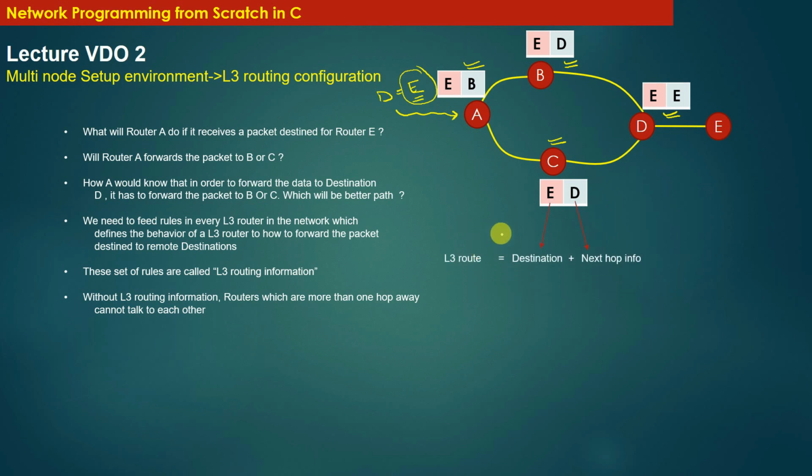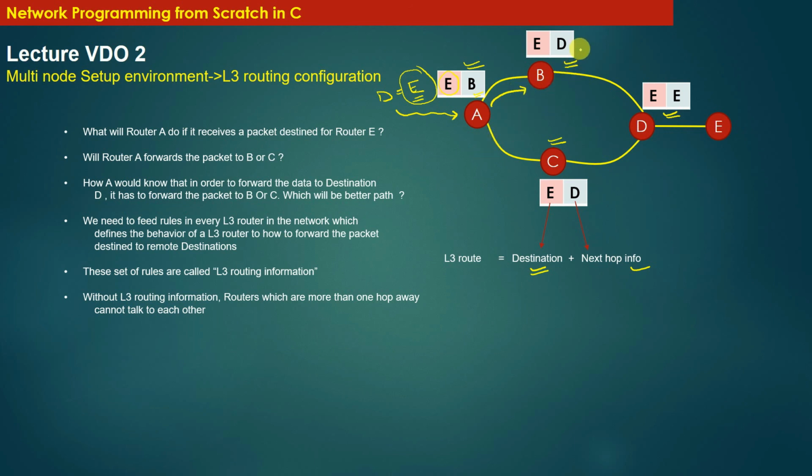This information carries two parts. One is the ultimate destination to which the packet is eventually destined, and the next piece of information is the next hop. That is the next immediate node in the topology to which the current router should forward the packet so that the packet eventually reaches its intended destination. So when A receives a packet destined for router E, A knows that it has to forward the packet to the next hop, which is router B. So the packet goes to router B.